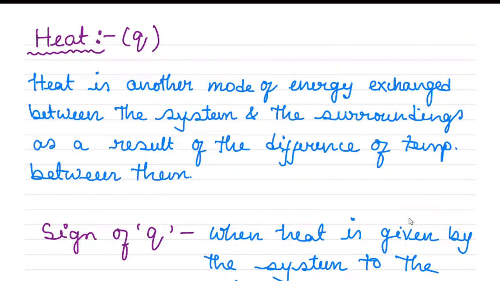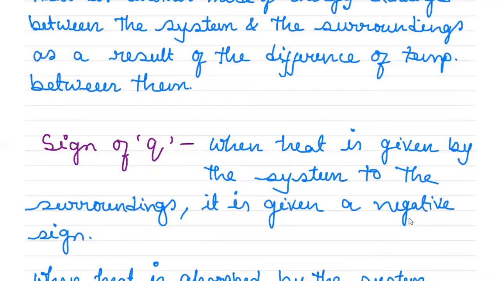Heat is actually a mode of energy exchange between the system and surroundings. Heat is a method of energy exchange, and this takes place when there is a difference in temperature between the surroundings and system. When there is a temperature difference, then exchange of heat takes place. The symbol of heat is always Q.